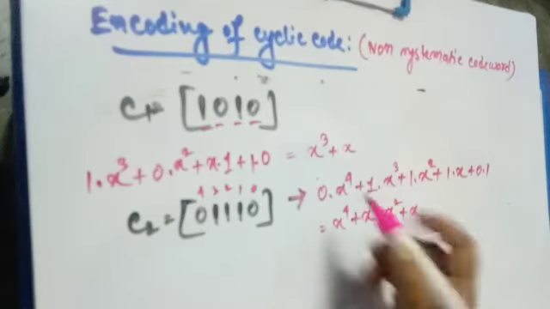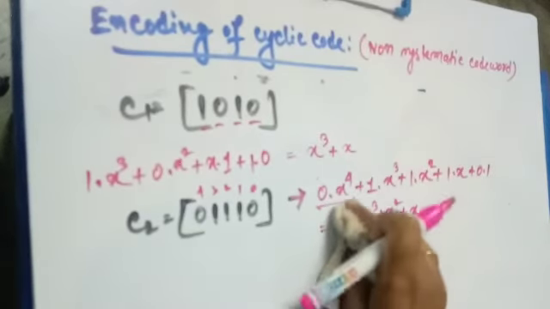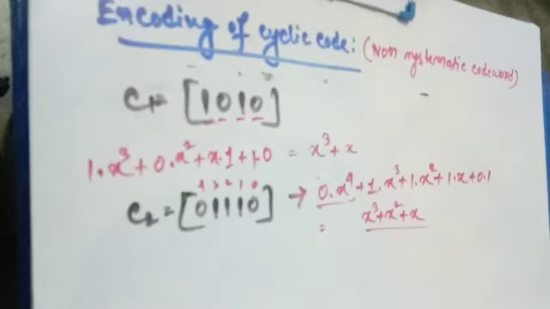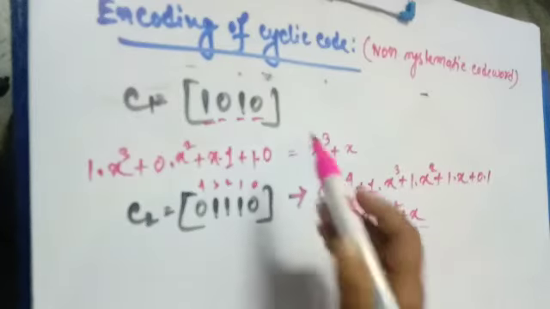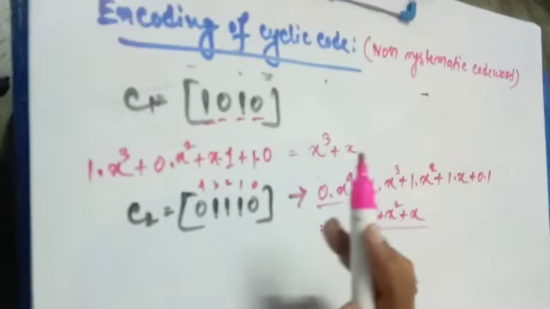So this 0 into x square is multiplied when it is 0. So x to the power 4 is not considered here. So your final answer is this. By this way you can easily calculate the code word or the polynomial form if the code word is given to you.